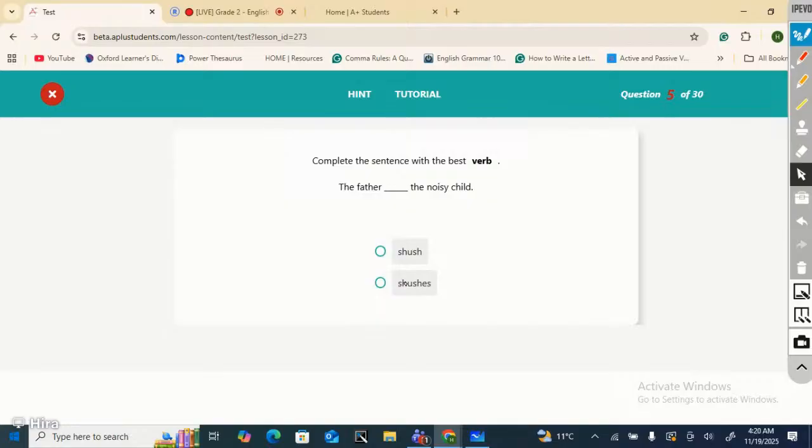The father blank the noisy child. Complete the sentence with the best verb. Choose the verb. The father. Now you have to choose yourself. Is it a singular subject or plural subject? If it is singular, choose a singular verb which ends in s or es. If the subject, the father, is plural, choose a plural verb, and a plural verb does not end in s or es. Yeah, it's your choice. This time I won't tell. Shush or shushes.